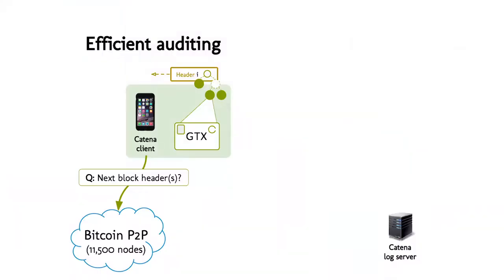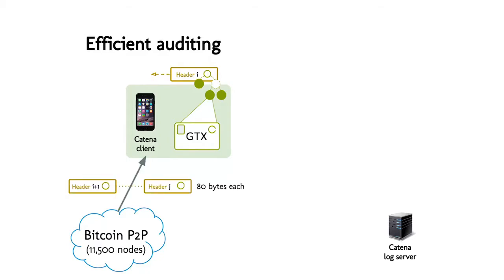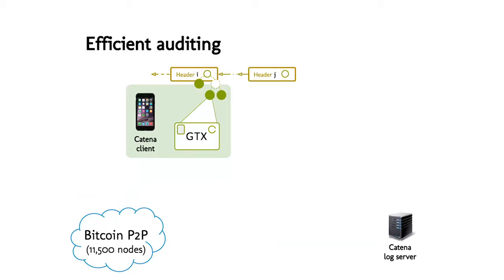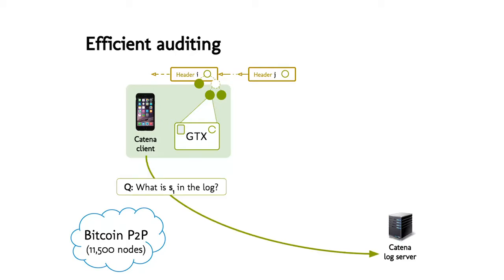Okay, so let's say you have the right GTX because it got shipped with your software. Now the next thing you want to do is get the block headers. So you have header I, but there are some new headers being posted. Let's say the Bitcoin peer-to-peer network sends them to you. You verify the proof of work. So this only costs you 80 bytes per header. Does everyone see that this is very cheap? So far I have the GTX, which is, let's say, 235 bytes, and now I'm downloading some headers. And now I'm ready to ask the log server, what's the first statement in the log?